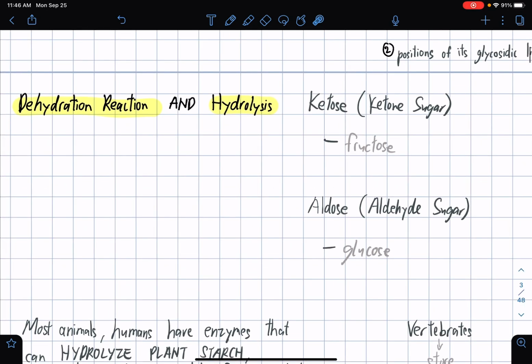Alright, more on dehydration reaction and hydrolysis. These are simplified terms that you have to associate with. So ketose is basically ketone sugar. I think it's made out of fructose. Aldose is basically aldehyde sugar. It's made out of glucose.